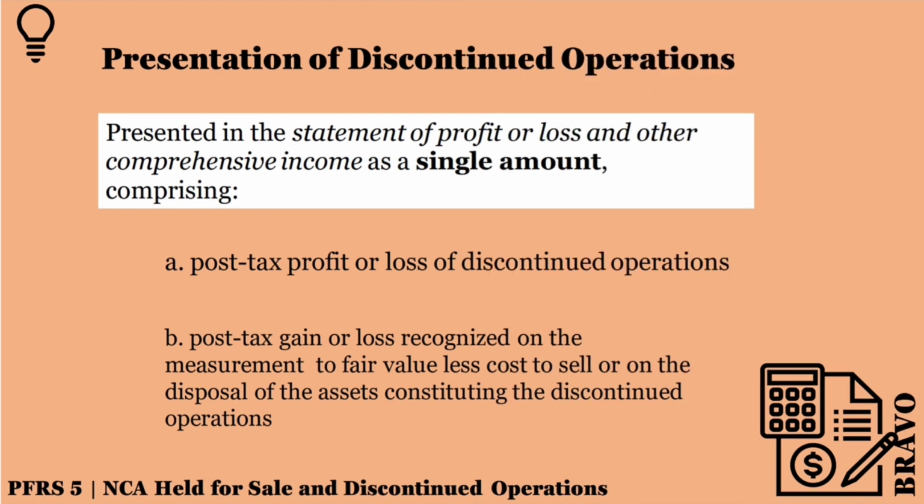In discontinued operations, we present the results in the statement of profit or loss and other comprehensive income. It is presented in a single amount which comprises the post-tax profit or loss of discontinued operations and the post-tax gain or loss recognized on the measurement to fair value less cost to sell or on the disposal of the assets constituting the discontinued operations. It is presented after profit or loss on continuing operations.